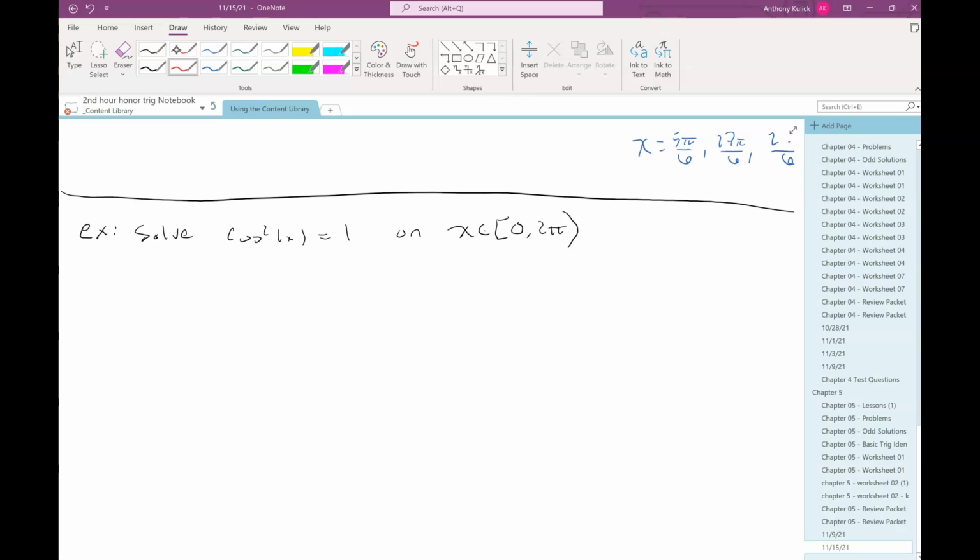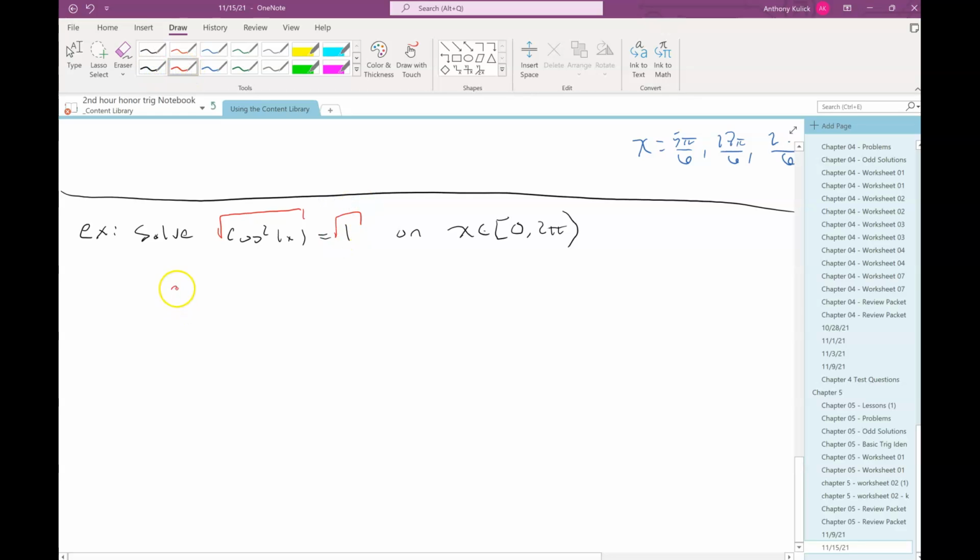So, first things first, what would you want to do first on something like this? Can I do the inverse to both sides? No. Why not? Because I have that squared on there, right? So we got to do something about that squared. What do you want to do to get rid of the squared there on the cosine? You could square root both sides. That's fine. That's probably the obvious thing to do.